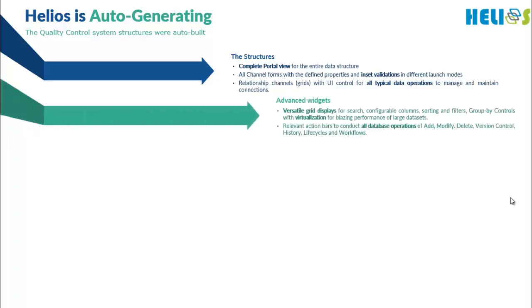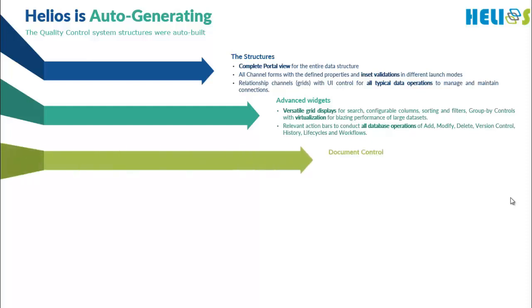Advanced data grids with virtualization for blazing data speeds, search, sort, filter, grouping, and other operations, that too with granular user-based access control. All typical add, edit, delete, version control, history, and audit tracking data operations are configured. Files are documented, vaulted, and kept secure with associated viewer formats based on the file types.